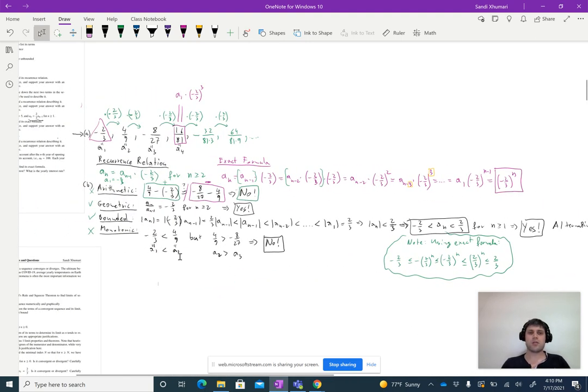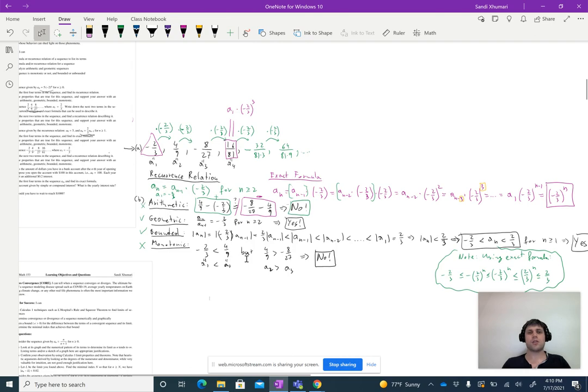And for monotonic, you can definitely see a sub 1 is less than a sub 2, but a sub 2 is bigger than a sub 3, so it's not monotonic.